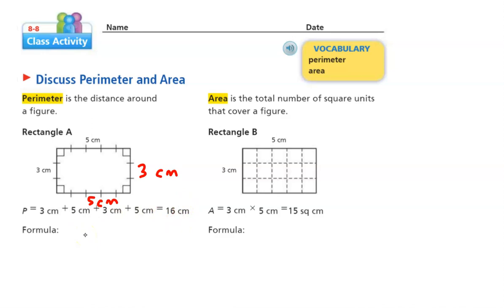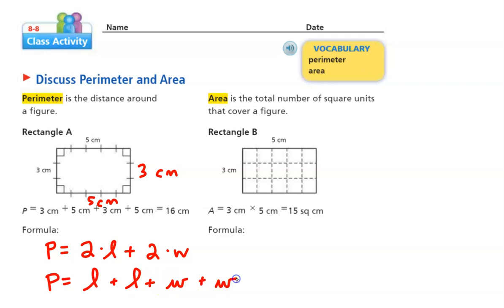And your formula there is that your perimeter equals 2 times the length, added to 2 times your width. Another way you could simply write that is perimeter is your length plus your length plus your width plus your width. And again, we write these in a little bit of a cursive way, just so you can tell that they're not meant to be numbers, okay?